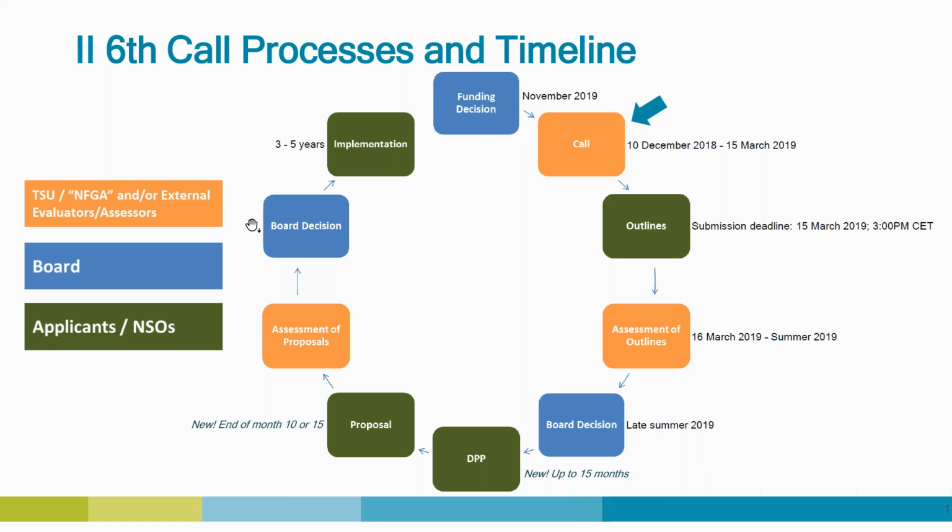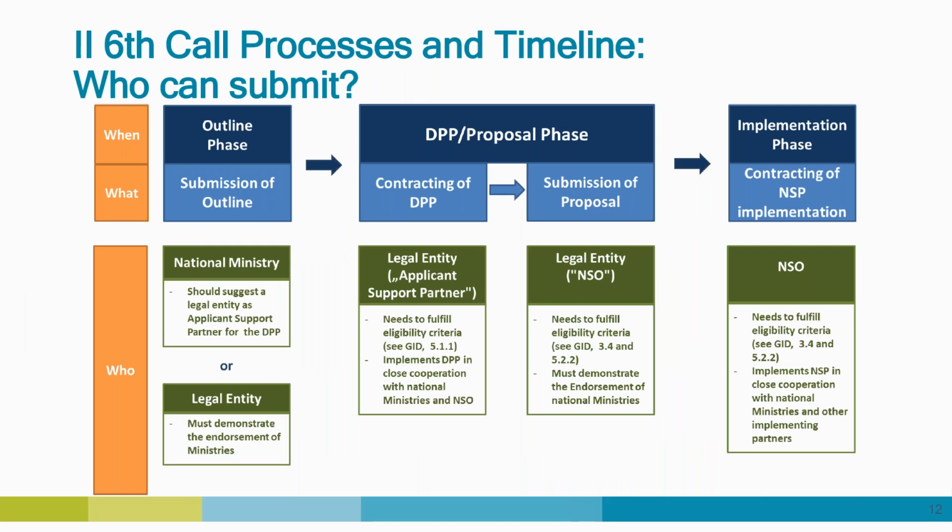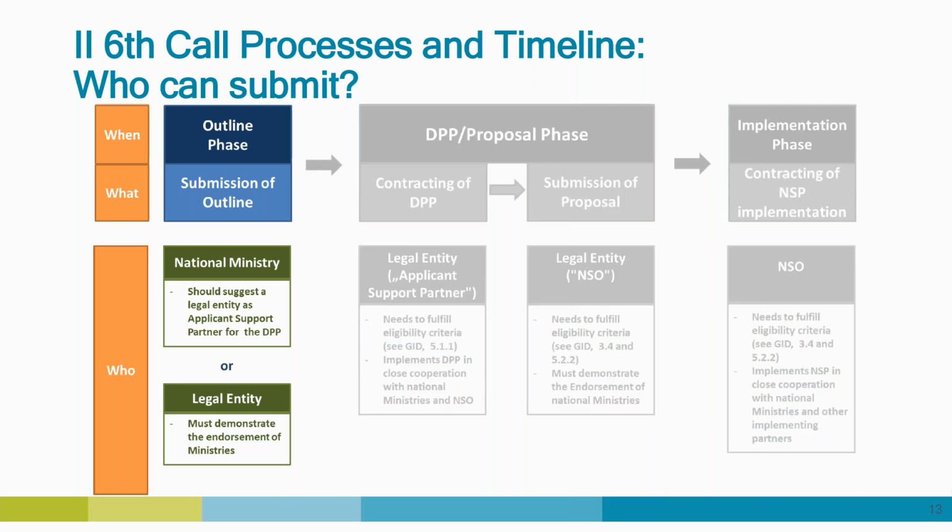I'll move on. A key question that you may have is who can actually submit an outline. The chart that you observe clarifies the different roles during the different phases previously described. Let us first look at the outline phase on the left side. Outlines for the sixth call can be submitted by a national ministry or a legal entity. If the applicant is a national ministry, this should be the ministry responsible for climate change and UNFCCC negotiations, or the national ministry in charge of the sector targeted by the NAMA.